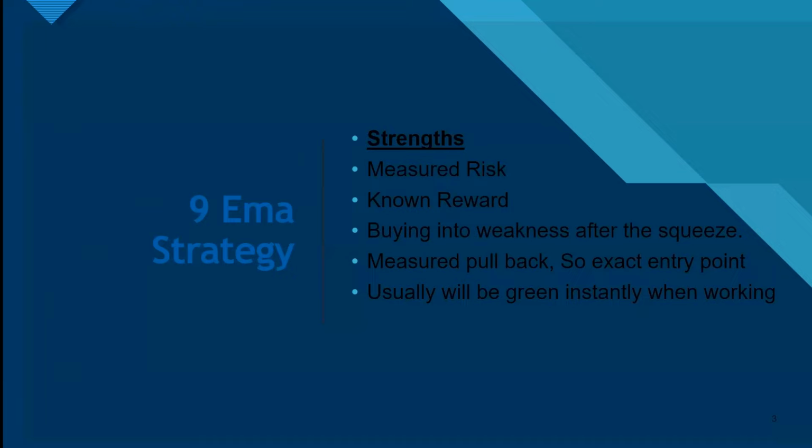So we use a measured pullback here. You want to have an exact entry point. The entry point is going to be off that 9 EMA. And the strength of this trade is usually it'll be instantly green when it's working. When it's working, you're going to find that you're going to have a great entry.